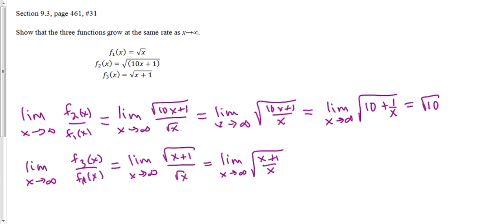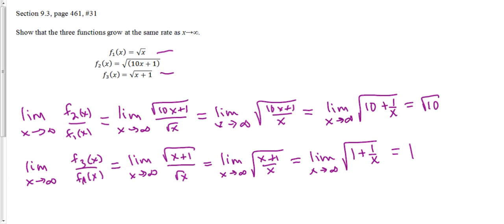And again, I want to turn this into the sum of two fractions, so I'm going to have the limit as x goes to infinity of the square root of x over x, which is going to give me 1, plus 1 over x. And now when I substitute in infinity for x, I'm going to end up with 1 plus 1 over infinity, or 1 plus 0 under that square root sign. So I'm really just going to have the square root of 1, which is 1. So now I can say that f1 and f3 grow at the same rate.